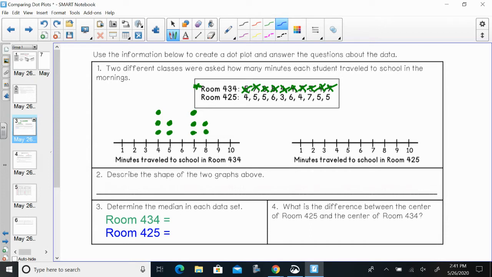On to the next, room 425. Why don't you stop the video here? On your notes, go ahead and plot your data. When you're ready, press play and we'll go through it together.